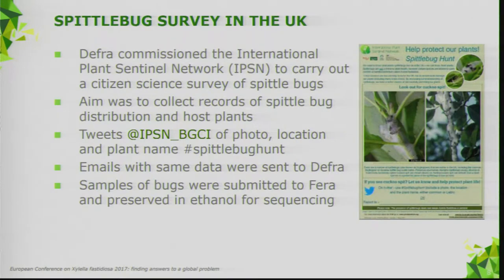So, as I'd mentioned, we originally planned to do a more systematic survey with our Plant Health and Seed Inspectorate. That had to be postponed, so DEFRA commissioned the International Plant Sentinel Network to carry out a citizen science survey of spittlebugs. They produced a poster informing people what to look for, the spittle, and also telling them the reasons why, because part of this was public and stakeholder engagement, trying to make people aware of this disease and the potential impact. The aim was to collect records of spittlebug distribution and their host plants. And spittlebug is absolutely ideal because the foam protective covering around the nymphal stages, the spittle, is very distinctive.